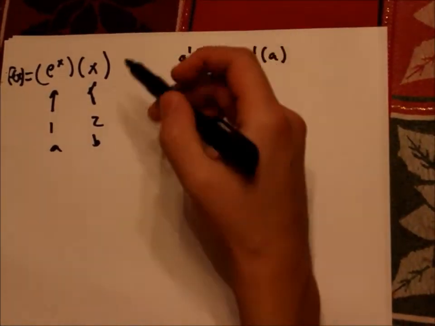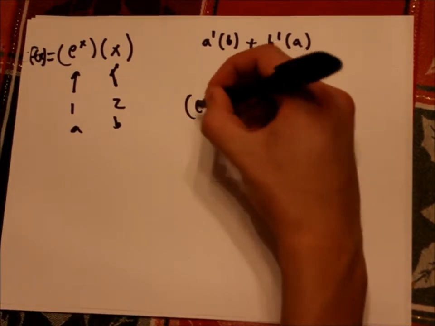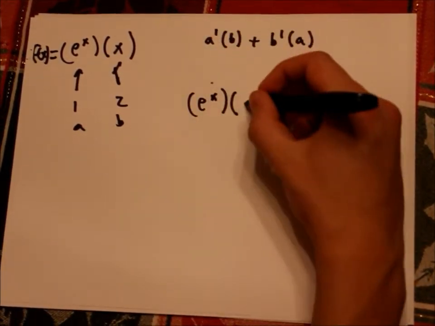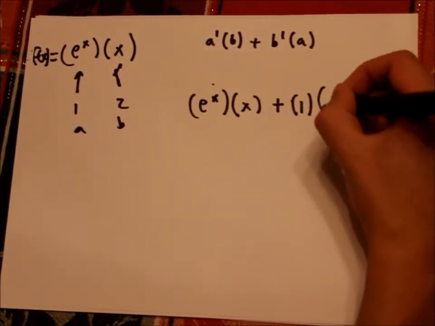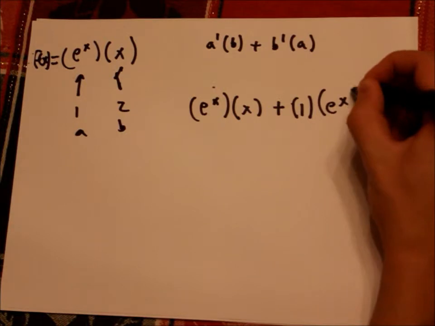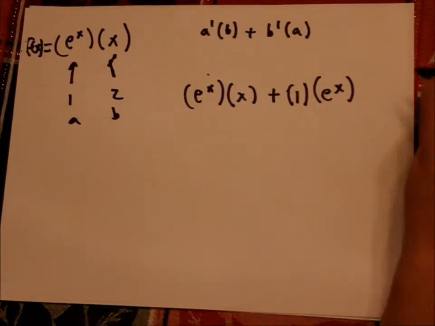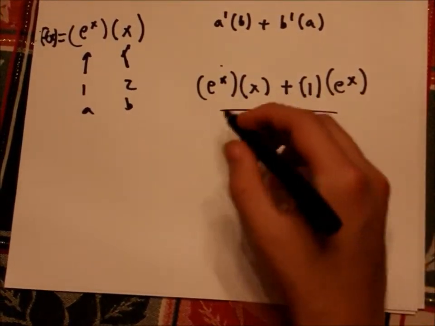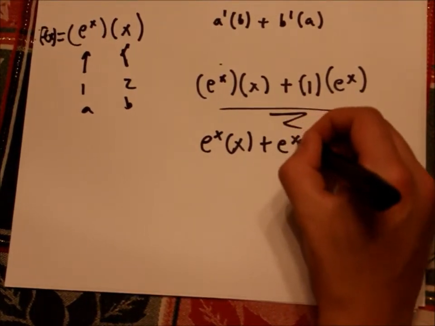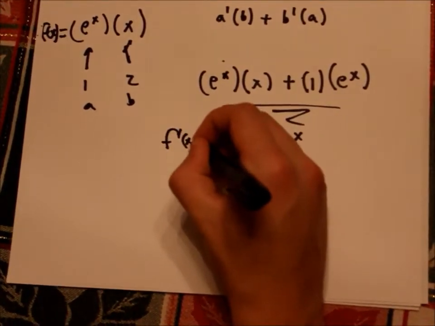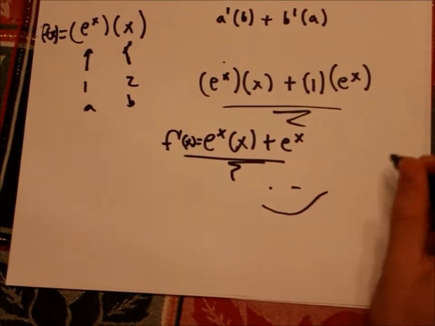Anyway, a prime, the derivative of e to the x, is e to the x, times just b, which is x, plus b prime, which is 1, times a, which is e to the x, and that's it. That's the answer. Simplify it a little bit more: e to the x times x plus e to the x. F prime of x equals this. Product rule.